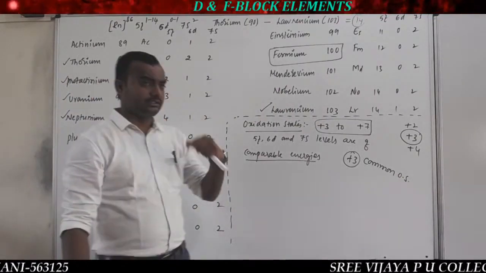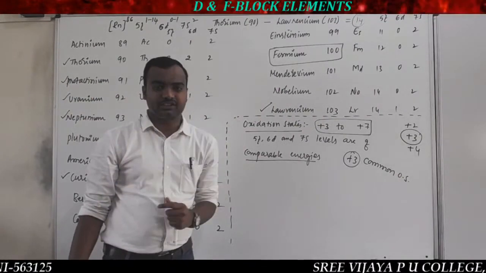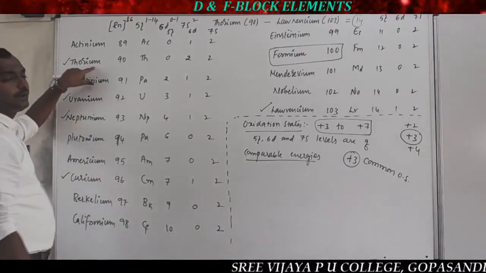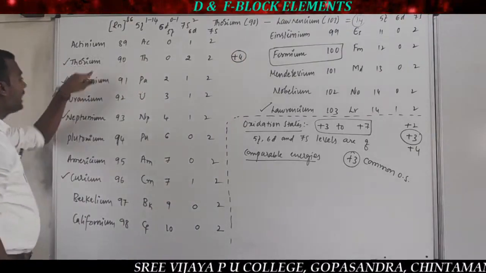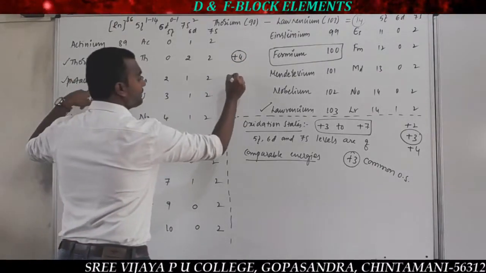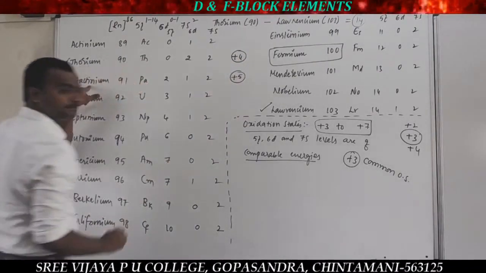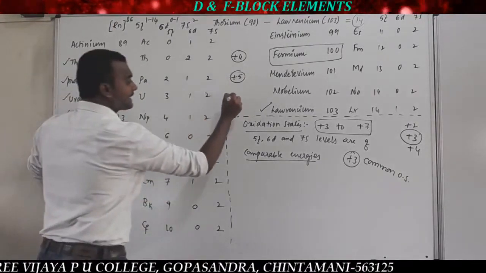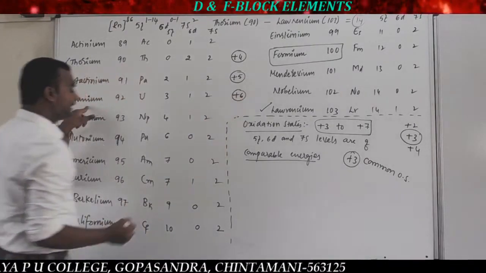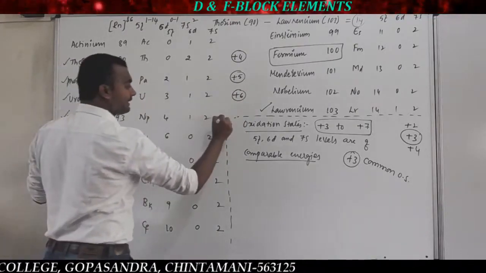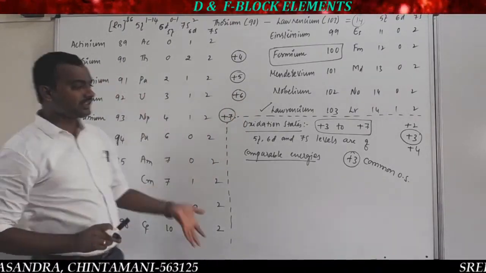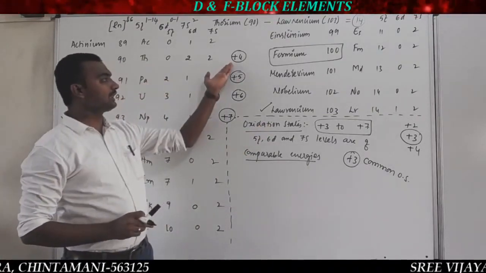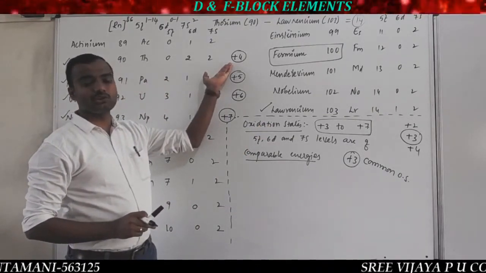And what are the different oxidation states exhibited by different elements? Especially in the case of thorium, it exhibits the oxidation state +4. In the case of protactinium, it can exhibit the oxidation state +5. In the case of uranium, it will exhibit the oxidation state of +6. And in the case of neptunium as well as plutonium, they can exhibit the oxidation state +7. So the common oxidation state is +3, and they can also exhibit the highest oxidation state. Thorium's highest oxidation state is +4.